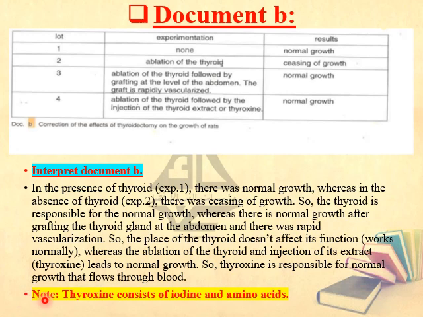And as a note, when we say thyroxine, it's the hormone that consists of iodine and amino acids. So, as I said, tetraiodothyroxine and triiodothyroxine, the T3 and the T4 hormones, the thyroxine hormones, they consist of iodine and amino acids. So, this is all for document B.